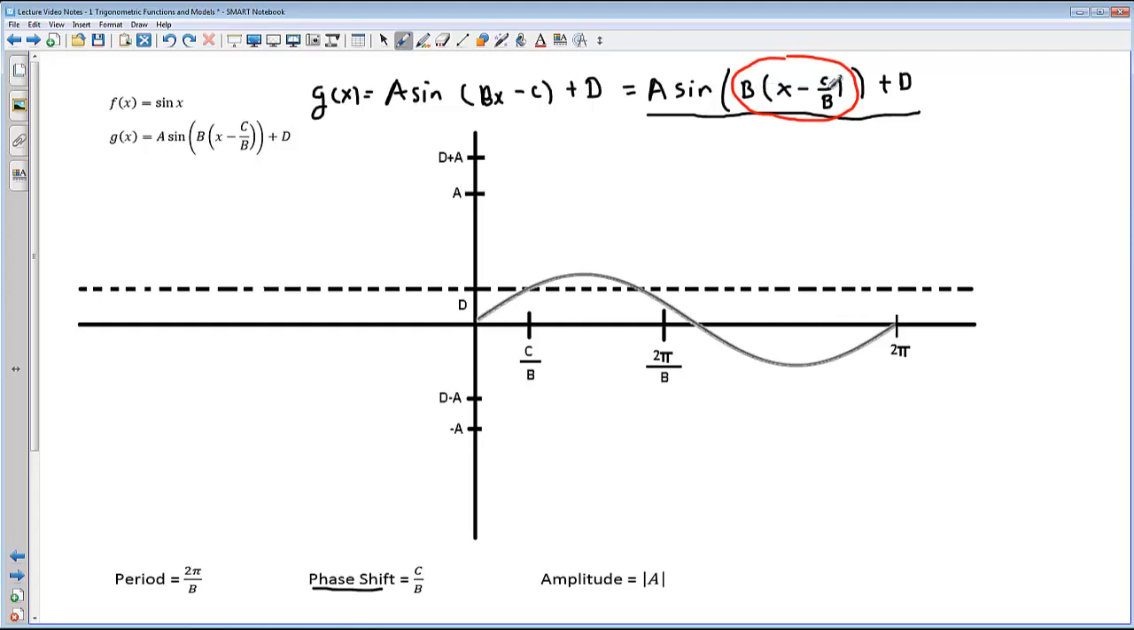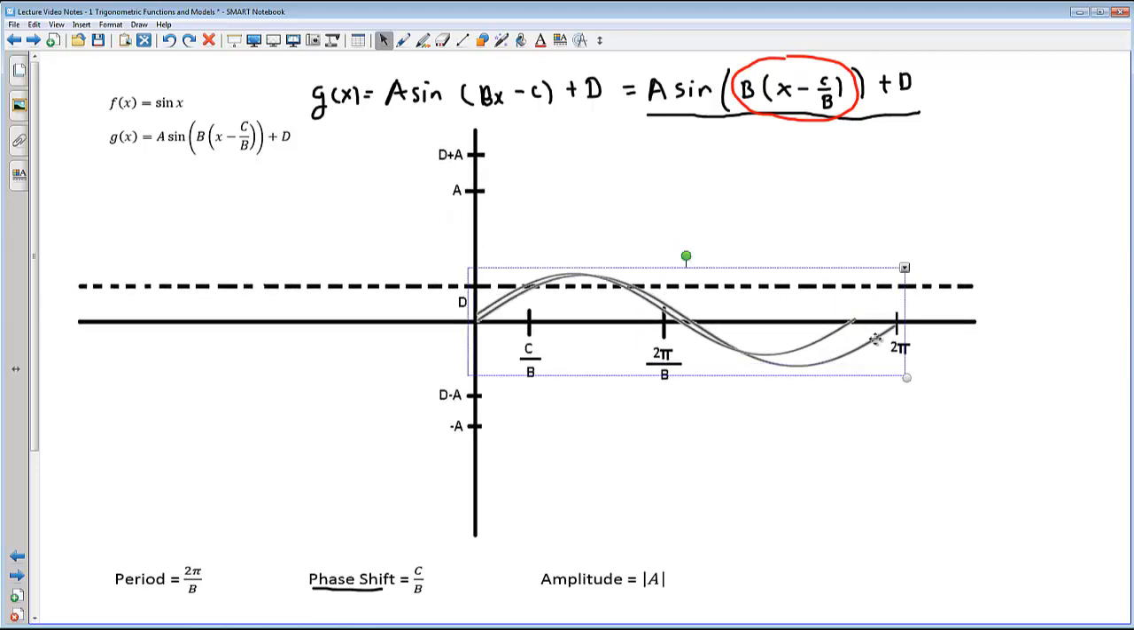So instead of taking away the c over b first, we're actually going to work with the times b first. And if you multiply something by b, you want to think horizontally. I want to think it's a stretch, but it's the opposite of what I think. So it's actually a shrink by a factor of b. So if you see this, we're going to take this thing and shrink it by a factor of b.